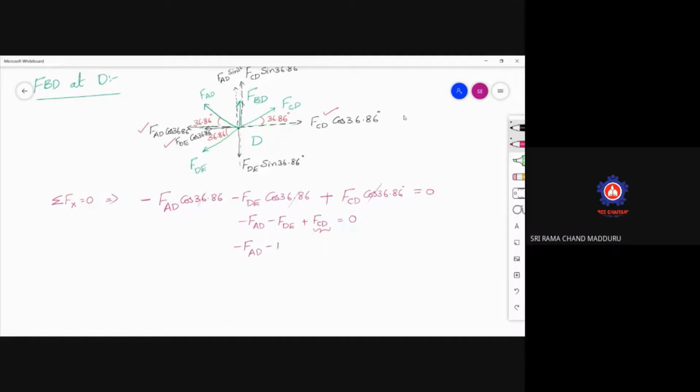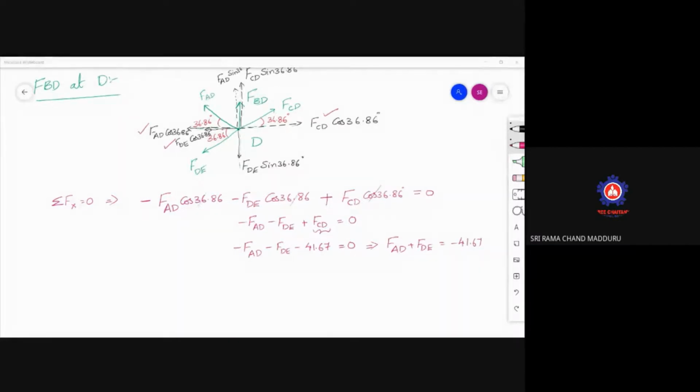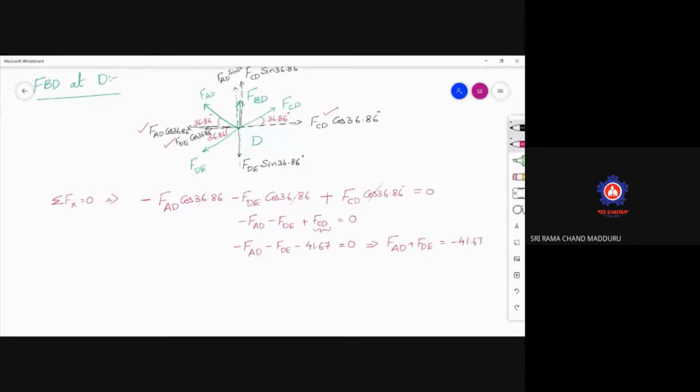Minus FAD minus FDE minus 41.67 is equal to 0. So when you simplify this, this will be obtained as FAD plus FDE is equal to minus 41.67. I hope you are good in sign convention. Don't get worried about left side and right side, and you get an equation like this: FAD plus FDE is equal to minus 41.67.